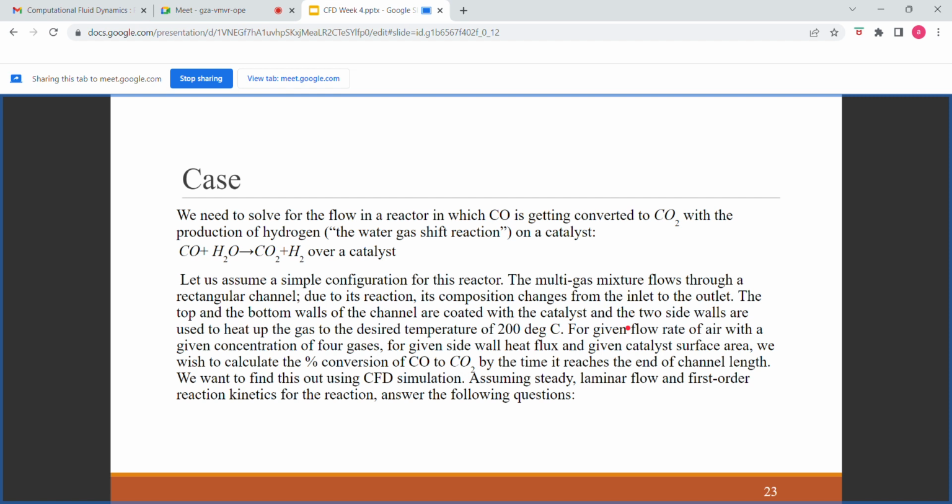For a flow rate of air with a given concentration of 4 gases, for given side heat flux. So the flow rate of air would be given, and the concentration of 4 gases, that is 2 reactants and 2 products, for given side heat flux, and the catalyst surface area is given. The percentage conversion of carbon monoxide to carbon dioxide is required by the time it reaches the end of the channel. So this needs to be studied using CFD simulation. When assuming steady laminar flow and first order kinetics, what would be the solution to the following problems?